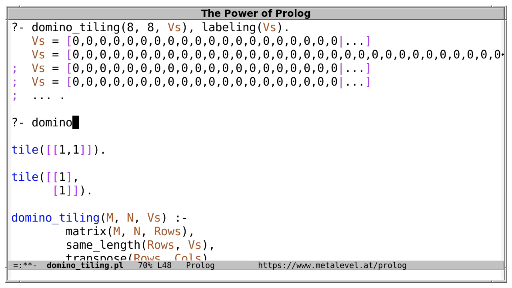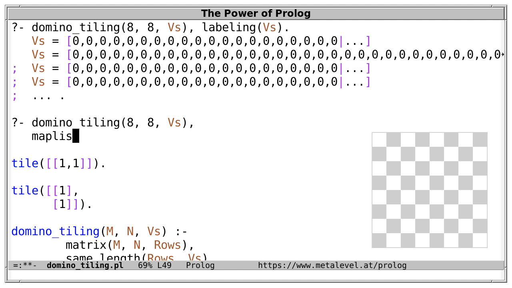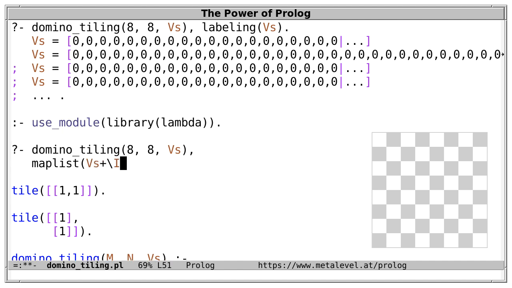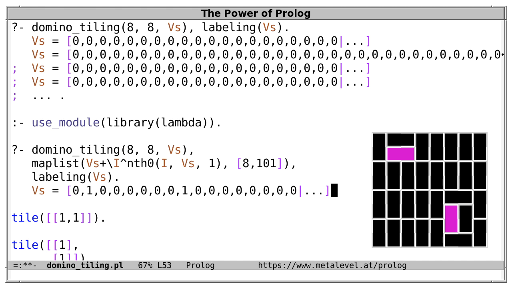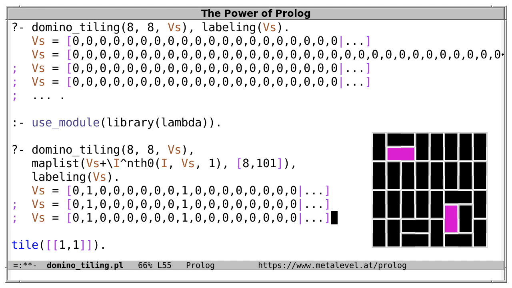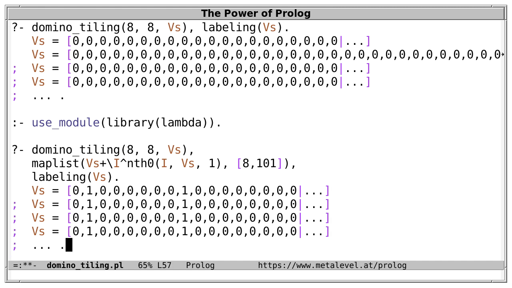It becomes more interesting when additional constraints arise. For example, we may say with a lambda expression using library lambda that certain tiles are already placed. For example, let's say that element I of Vs is 1 for index 8 and 101. This is the partial solution we've seen before. 2 tiles are now already placed on a board. And using labeling as above, we now get solutions that respect these given placements. So this is already slightly more interesting.